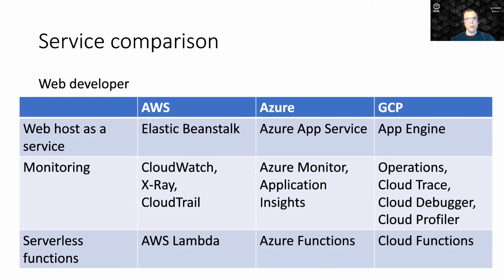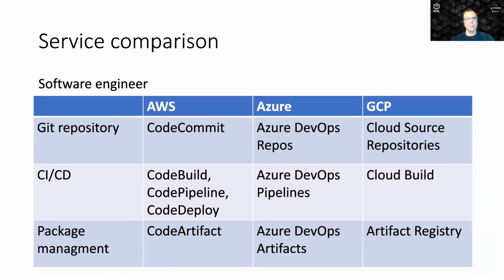For monitoring as a web developer, it's very good to have CloudWatch in AWS or Application Insights, very useful. And for serverless, I said there's a Lambda, Azure Functions, and Cloud Functions in GCP as well. And finally, as a software engineer, you might want to use Azure DevOps or a Git repository.